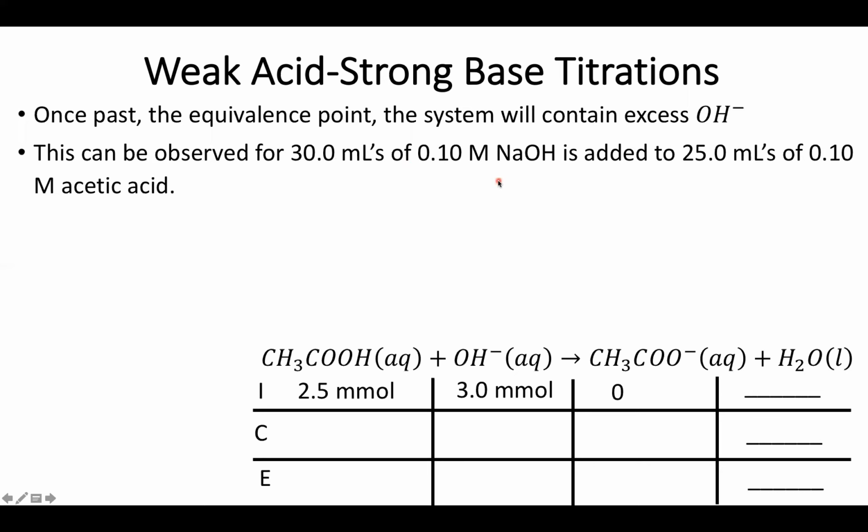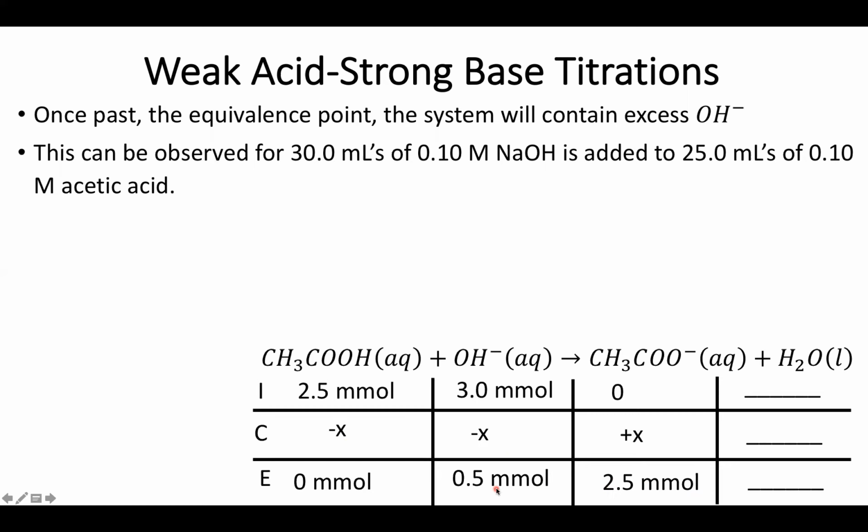So we can then, just like before, construct an ICE table, noting that we start with 2.5 millimoles of acid and 3 millimoles of hydroxide. Using this, we'll then send the reaction forward until one of these species completely reacts. At this point, acetic acid is the limiting reagent, and using that, we can find that our X value is 2.5. So we produce that same 2.5 millimoles of acetate.